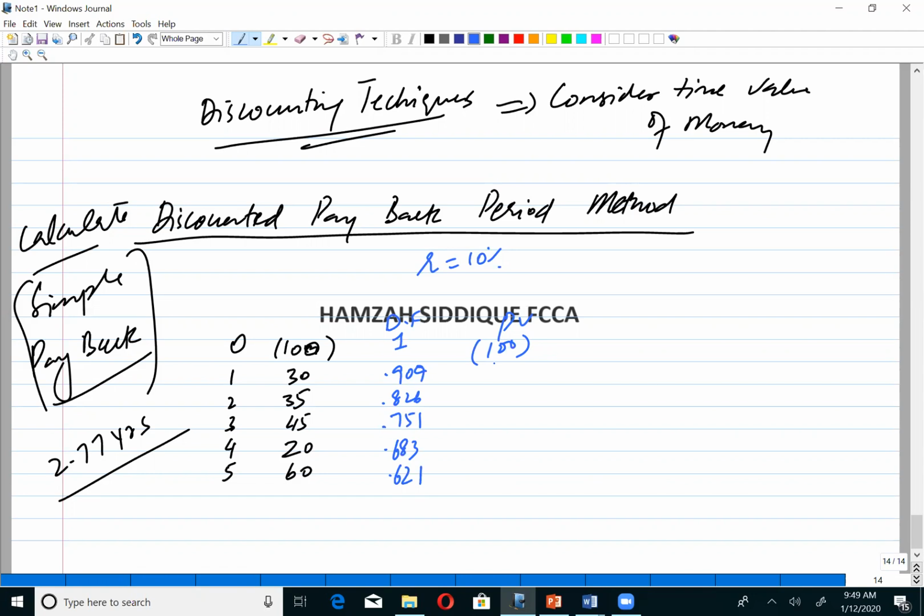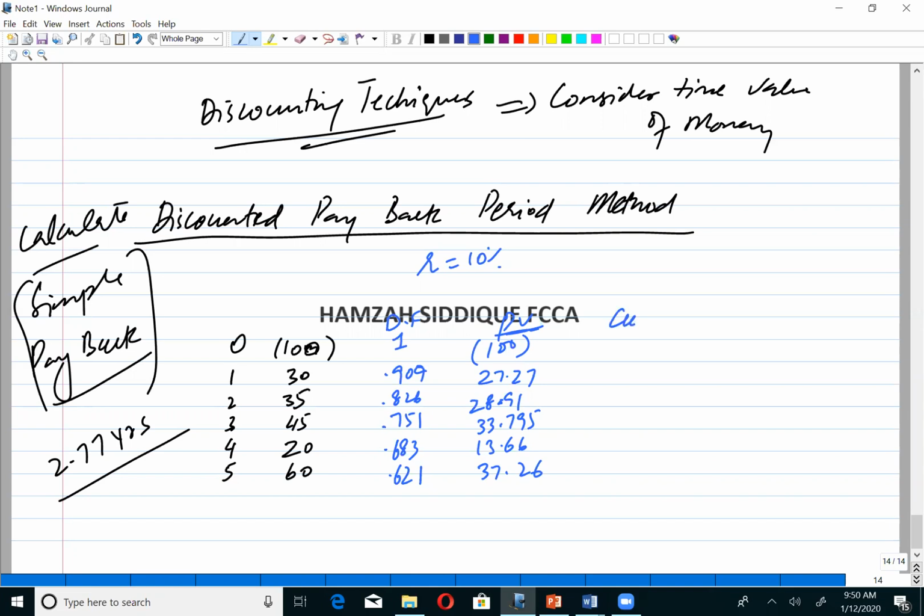30 into 0.909 is 27.27. Then 28.91, then 33.795, then 13.66, then 37.26. Now, students, these are the present values of the cash flows.